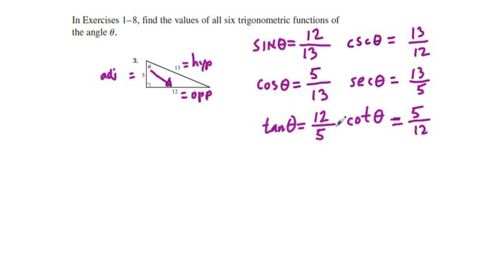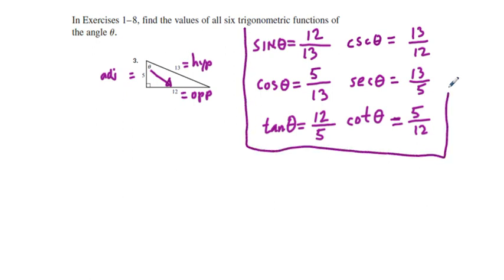Tangent also is like, you have opposite over adjacent. It's really what rise over run is, right? The rise, we rise from the base of the triangle 12, and the run, we move over 5. So that's one way I like to look at tangent sometimes. Helps to connect to algebra.